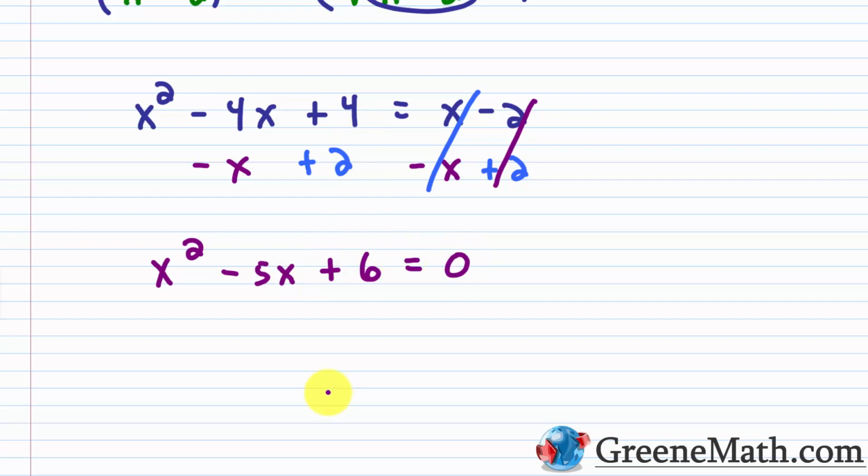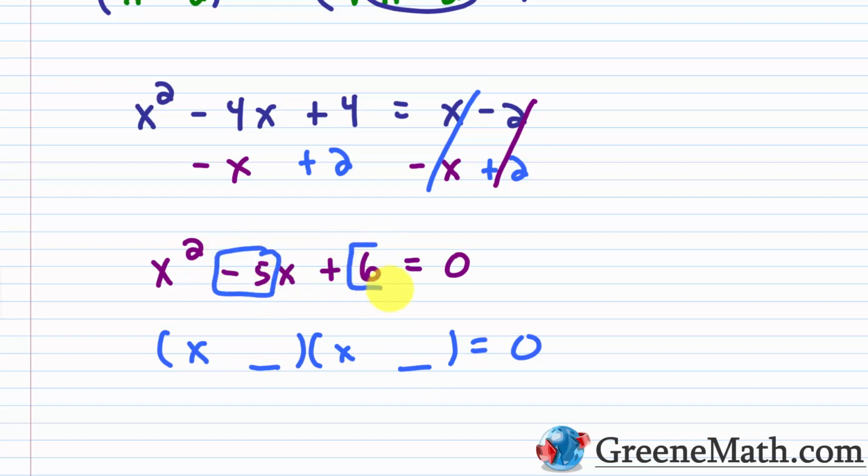Now I can solve this with the quadratic formula, or I can solve it with factoring, whatever you want to do. Factoring is a little bit easier here. So let's go ahead and set this up as x and x equals 0. So what are my two missing items here? Well, you need two integers whose sum is negative 5 and whose product is positive 6. So that would be negative 2 and negative 3, all right?